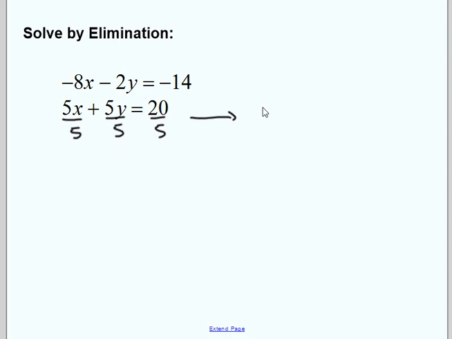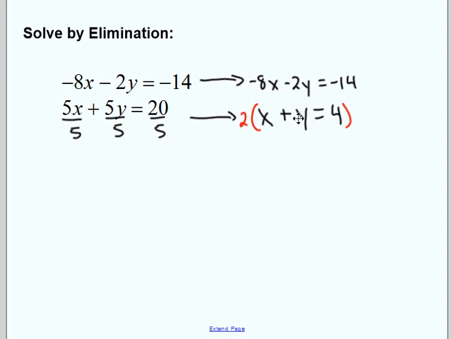Okay, then I'd get x plus y equals 4. Now, if I leave this top equation the same, I have -8x minus 2y equals -14. Now this one looks to me like it wouldn't be too difficult to eliminate the y's. All I'd have to do is take this bottom equation and multiply everything by 2 to get a positive 2y, which would cancel the negative 2y.